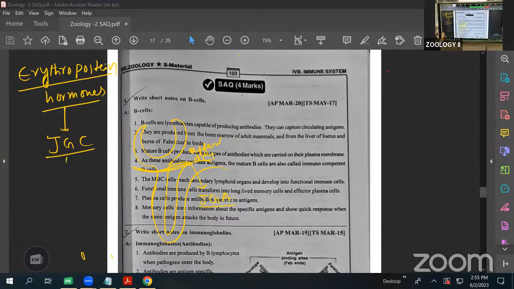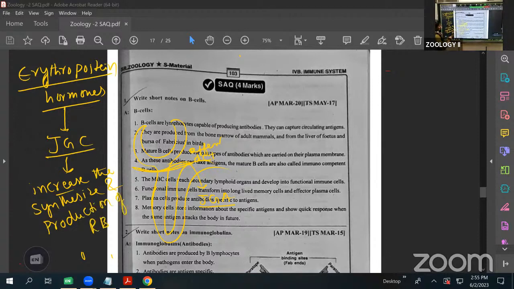What is the function of this hormone? RBC production occurs in the presence of erythropoietin. It increases the synthesis and production of RBC in the bone marrow. Here, this one is about the erythropoietin hormone.